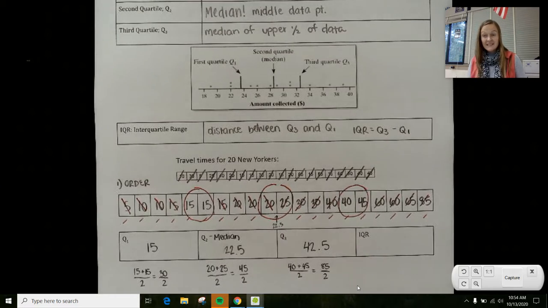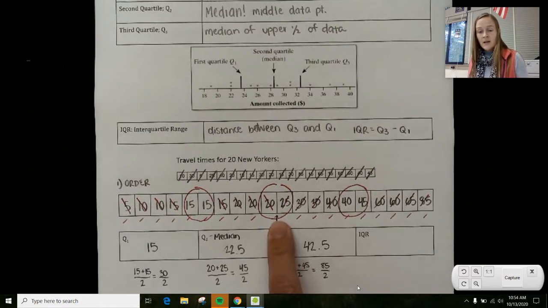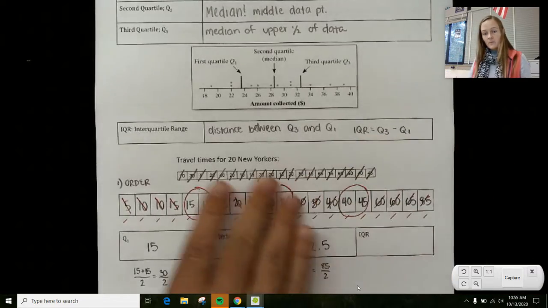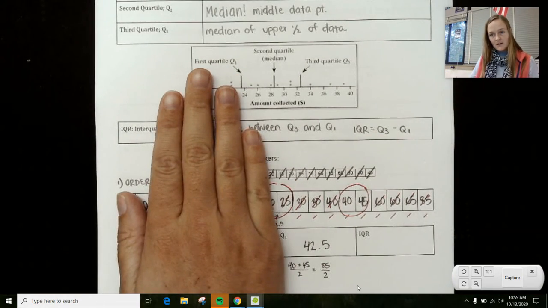So now, basically what you just realized is I'm finding the median of 3 different data sets. I find the median of this one, and then I pretend the other half doesn't exist. I find the median of that one, pretend that side doesn't exist, and find the median of that one.